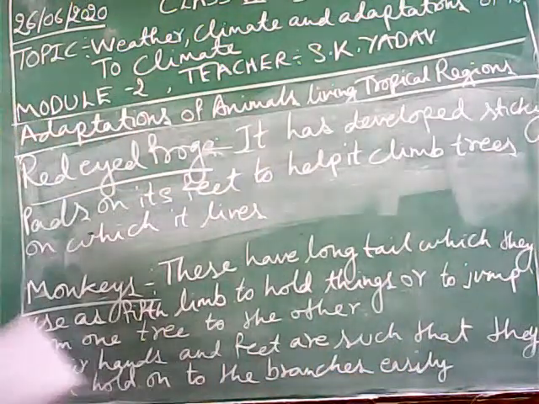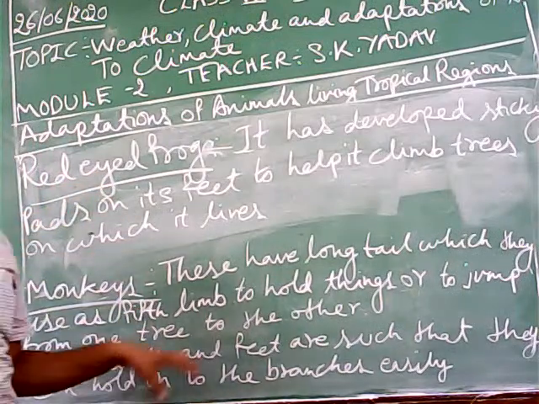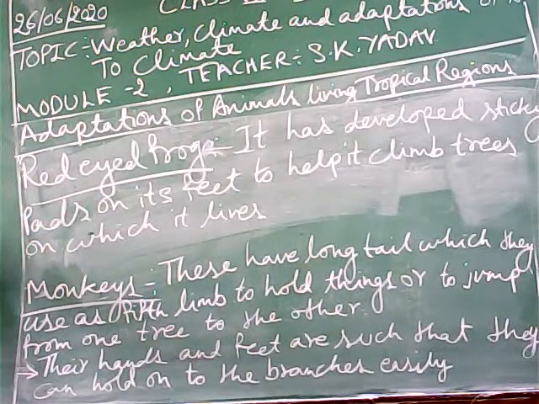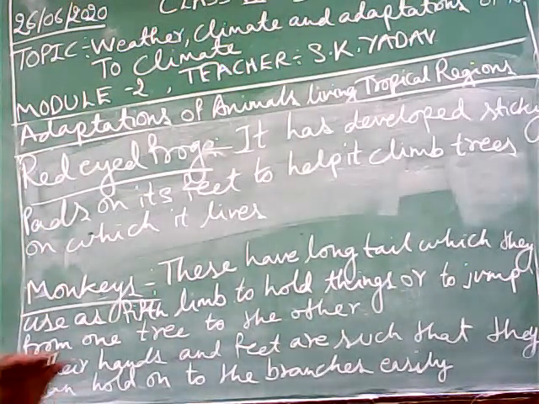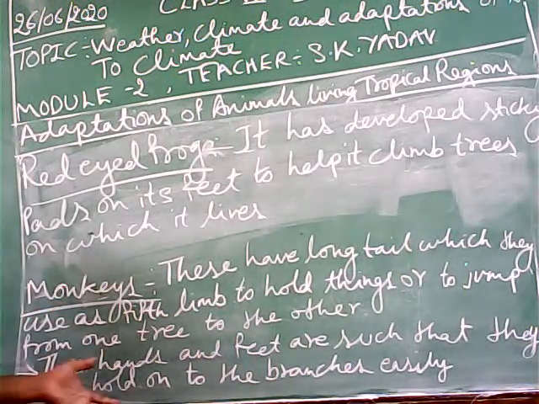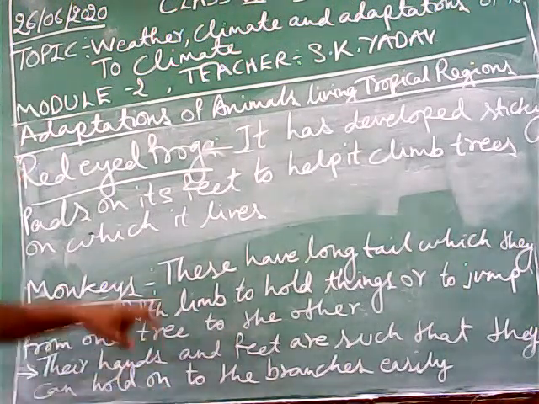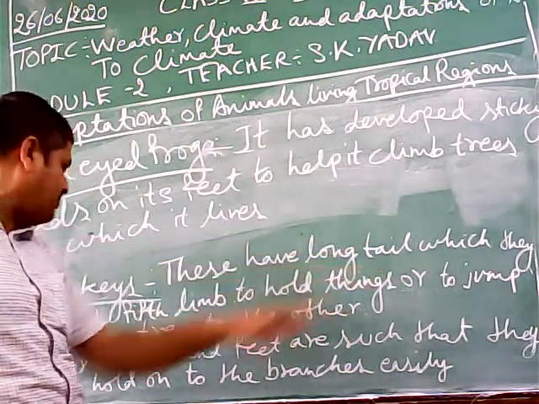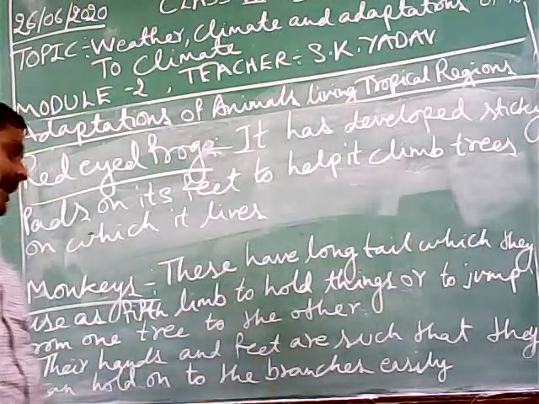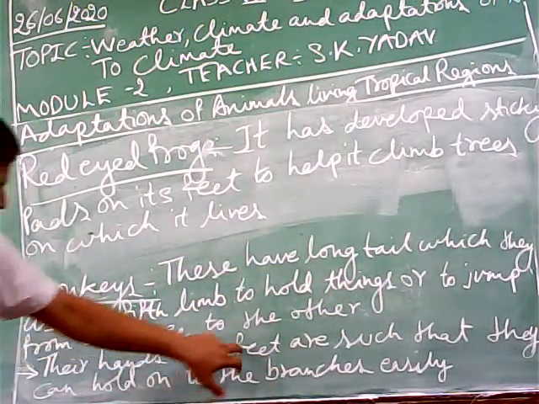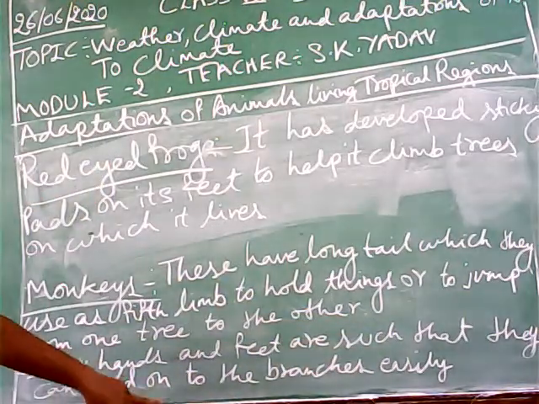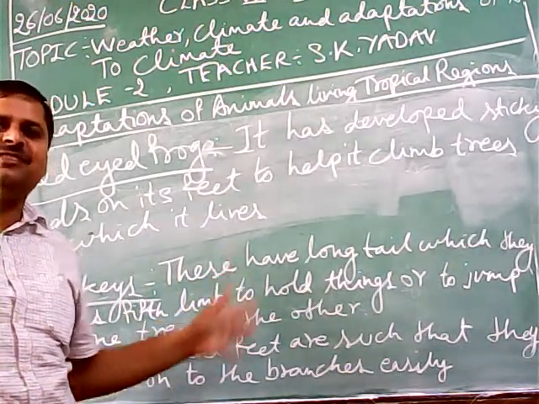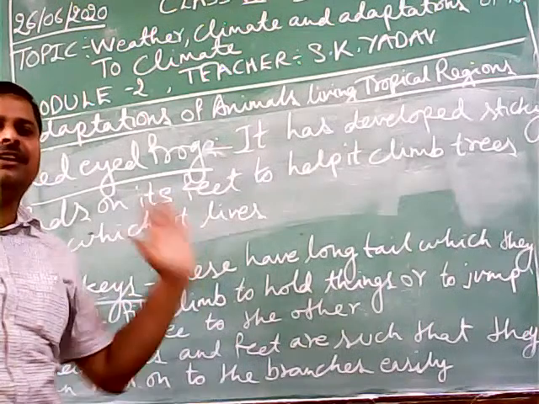So till now we have seen the adaptations of two animals of tropical rainforest. One is, I repeat, the red-eyed frog. It has developed sticky pads on its feet to help it climb trees on which it lives. Second, monkeys. These are common everywhere, but they have adaptations. They have a long tail, which they use as a fifth limb to hold the tree or to jump from one tree to the other. In addition, their hands and feet are such that they can hold onto the branches easily. Please note down. I am giving you 2 minutes to note down the adaptations of both the red-eyed frog and monkeys.